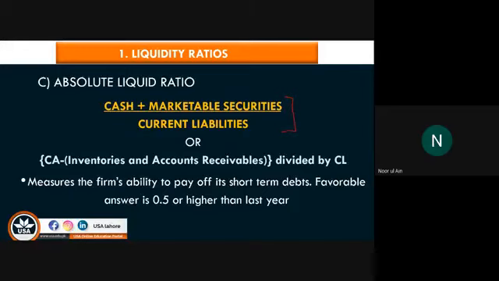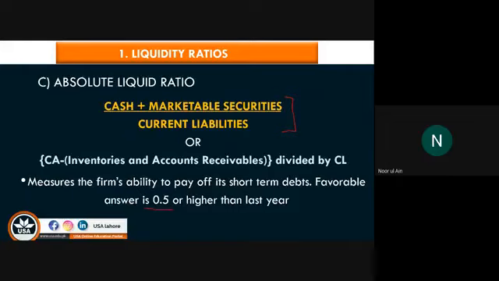You can include the value of cash, be it cash in hand, cash at bank, and you'll include the short term investments, add these two values and divide by current liabilities. The standard says the answer of this ratio must be at least 0.5. The numerator must be at least 50% compared to current liabilities. That means you must have cash and marketable securities, or the liquid assets, at least 50% of your current liabilities, absolute liquid assets. So the answer of this ratio must be at least 0.5.